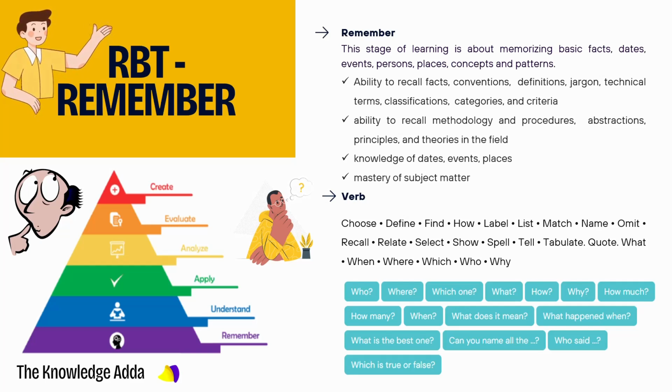And which type of verbs are generally used in this type of ability: choose, define, find, how, label, list, match, name, omit, record, relate, select, show, spell, tell, tabulate, code, what, when, where, which, who, why. And also in this ability level, we find questions like this: who, where, which one, what, how, why, how much, how many, when.